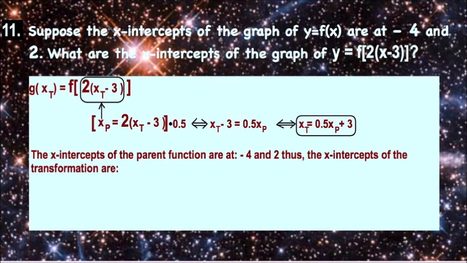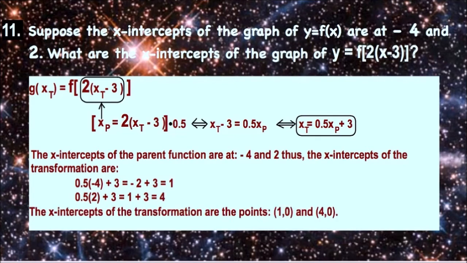Thus, the x-intercepts of the transformation are 0.5 times negative 4 plus 3, which equals negative 2 plus 3, which equals 1, and 0.5 times 2 plus 3, which equals 1 plus 3, equals 4. The x-intercepts of the transformation are the points of coordinates (1, 0) and (4, 0).